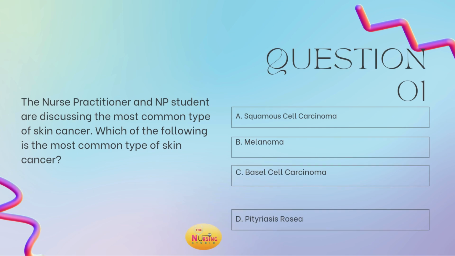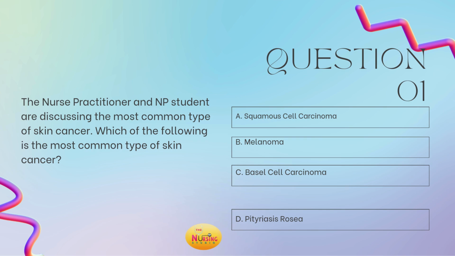Question number 1 states, the nurse practitioner and NP student are discussing the most common type of skin cancer. Which of the following is the most common type of skin cancer? Is it A, squamous cell carcinoma, B, melanoma, C, basal cell carcinoma, or D, pityriasis rosea? Take a moment and tell me what you got in the comments, you guys.